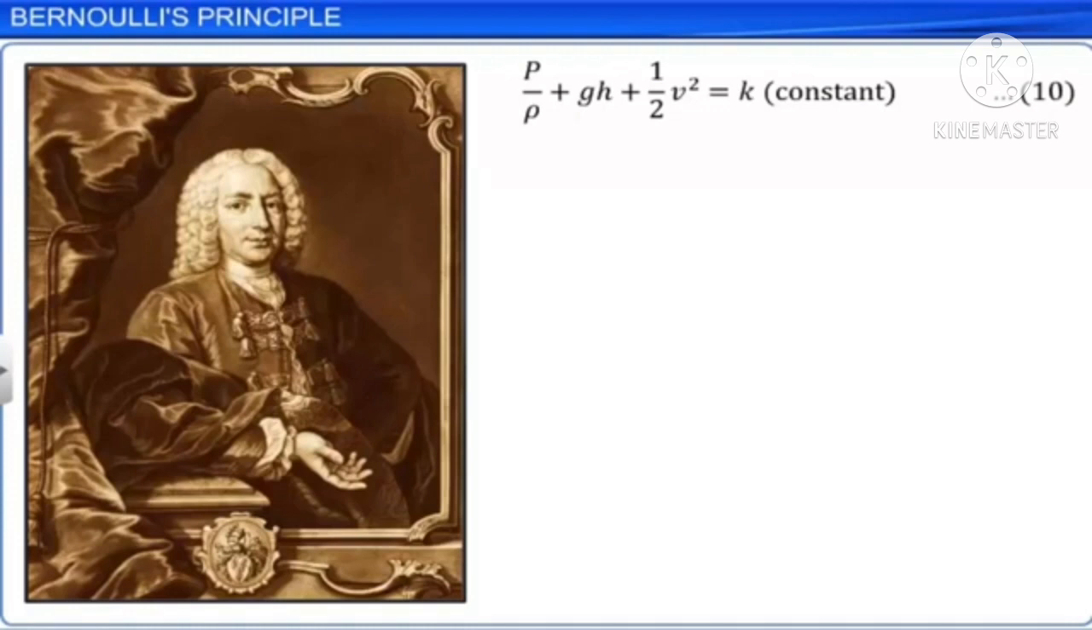We can also represent this equation as P plus ρgH plus half ρV square is a constant. Thus, in a streamlined flow of an ideal liquid, the sum of the pressure energy per unit volume, potential energy per unit volume, and kinetic energy per unit volume is always a constant at all cross sections of the liquid.